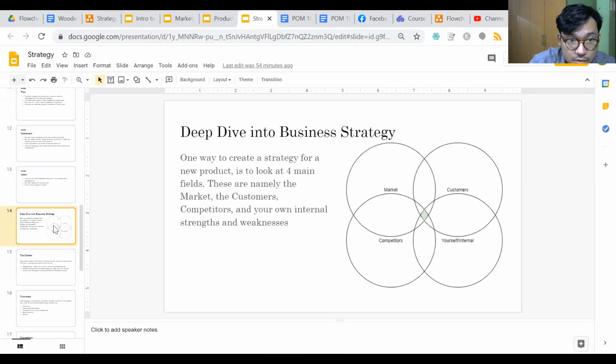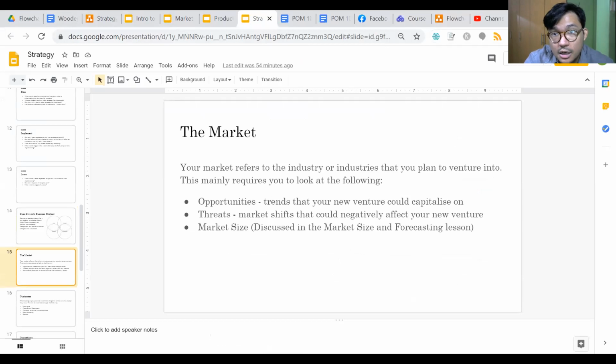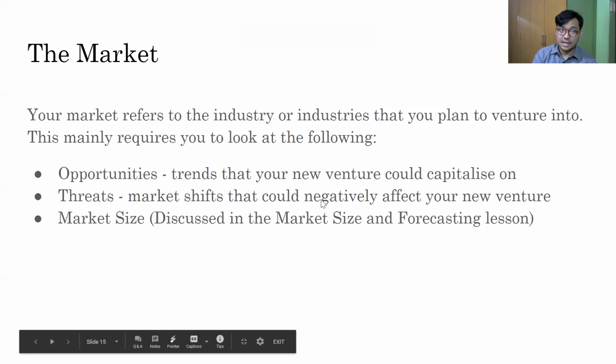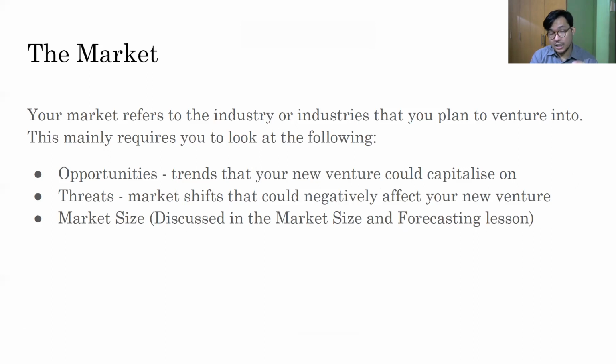Here. All right. So for the market, first let me just explain this real quick. Your market refers to the industry or industries that you plan to enter. So this mainly requires you to look at the following. Opportunities, so trends that your new venture could capitalize on; threats, market shifts that could negatively affect your new venture, though market shifts can also be opportunities. Next we have your market size. This will be discussed further in the market size and forecasting lesson, but basically these are the different things that you will be looking at when I say market.